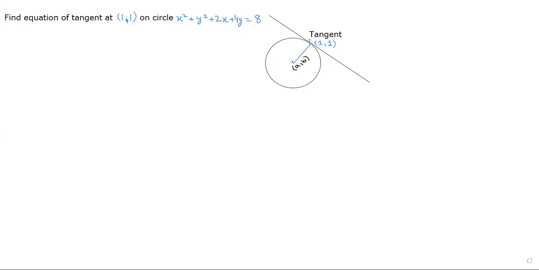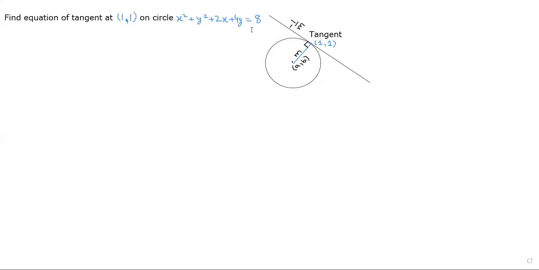Now first of all, I will find the gradient of this line, which is connecting the center and point of intersection. As we know that tangent makes a 90-degree with the radius of the circle, so if the gradient of this line is m, then the gradient of the tangent will be the negative reciprocal, means minus 1 over m.